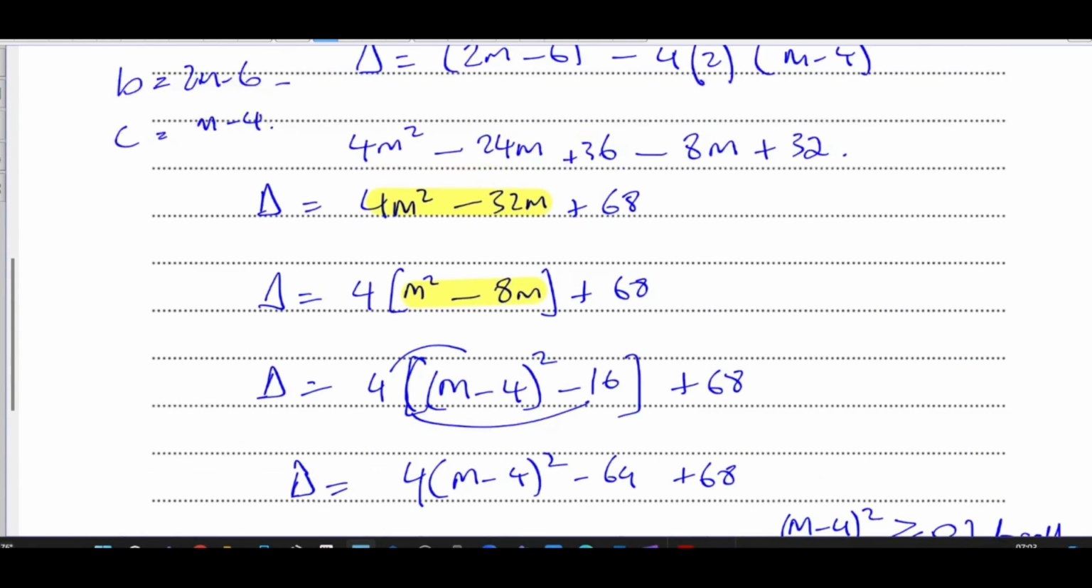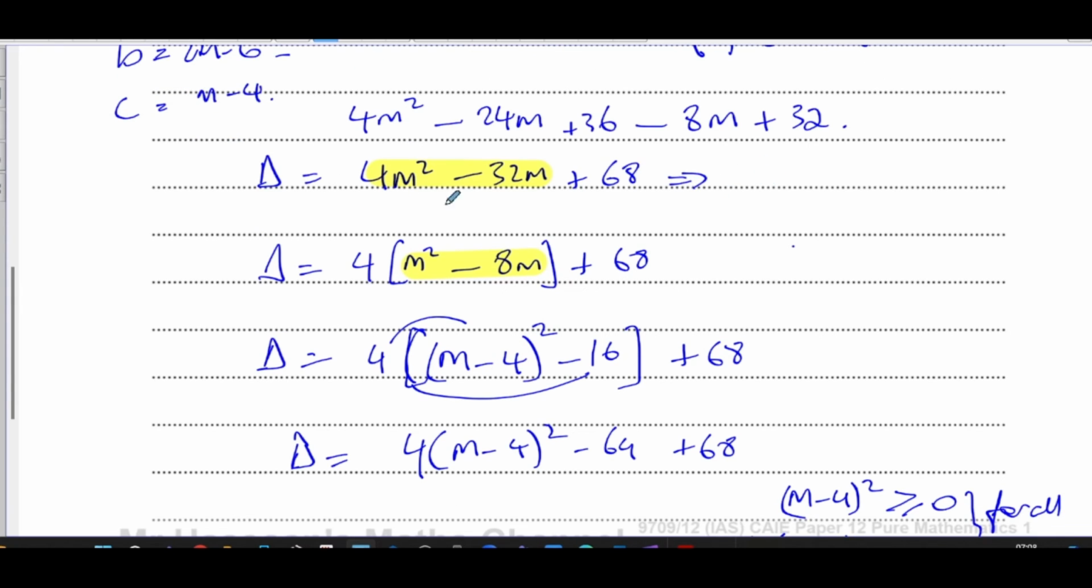There's also an alternative way of completing the square for this, because 4 is a perfect square. So we could have written this as 2m squared, which gives us 4m squared. Now, what do we write here? Well, we know that 2m times this, let's call it p, times 2, if you multiply these together and double them, you get minus 32m.